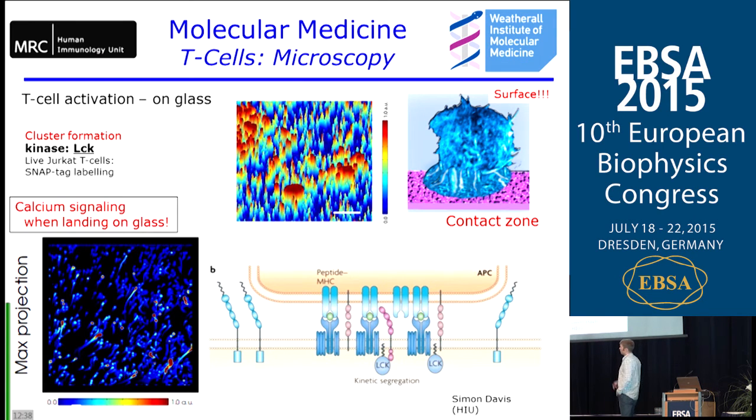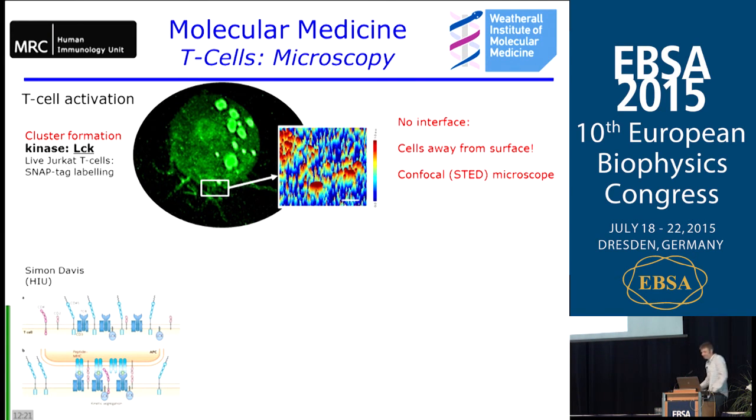So what we did is we looked at calcium signaling. This is the fluorescence of the calcium-sensitive dye, and we let these cells sink onto the glass surface, and the moment the cells touch the glass surface without antigens, they trigger.